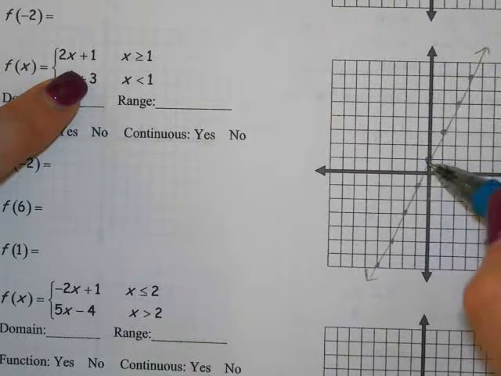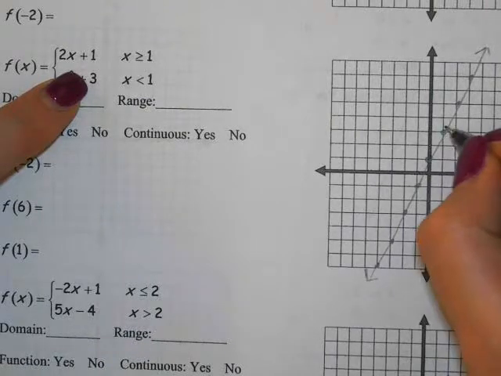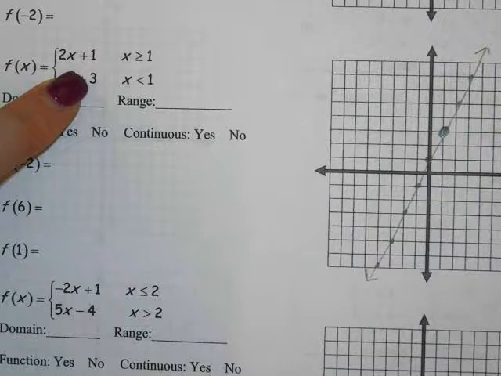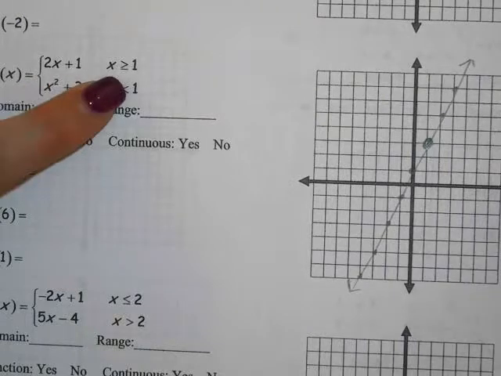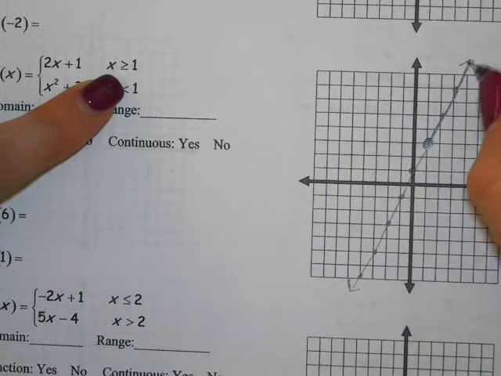So we started at 1, we did a slope of 2. And where do we draw our circle? At 1. Do we fill it in or leave it open? Fill it in. And are we keeping the right part of the line or the left part? X is greater than or equal to 1. Right, that's the right side. X is greater than or equal to 1, that's the right side.